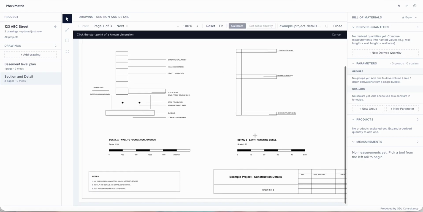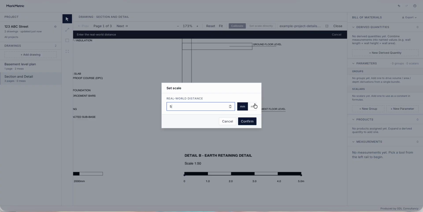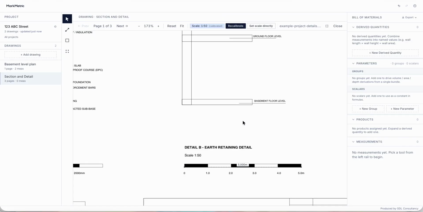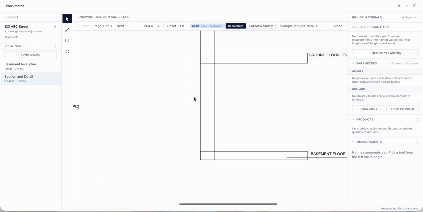Real projects span drawings and scales. Here's an earth-retaining detail at a far larger scale in the same project. Calibrate it the same way from one known dimension. Measure the wall height on the detail. MarkMetric keeps each drawing's scale tied to each measurement, so a length taken on the detail and an area taken on the GA stay true to each other.